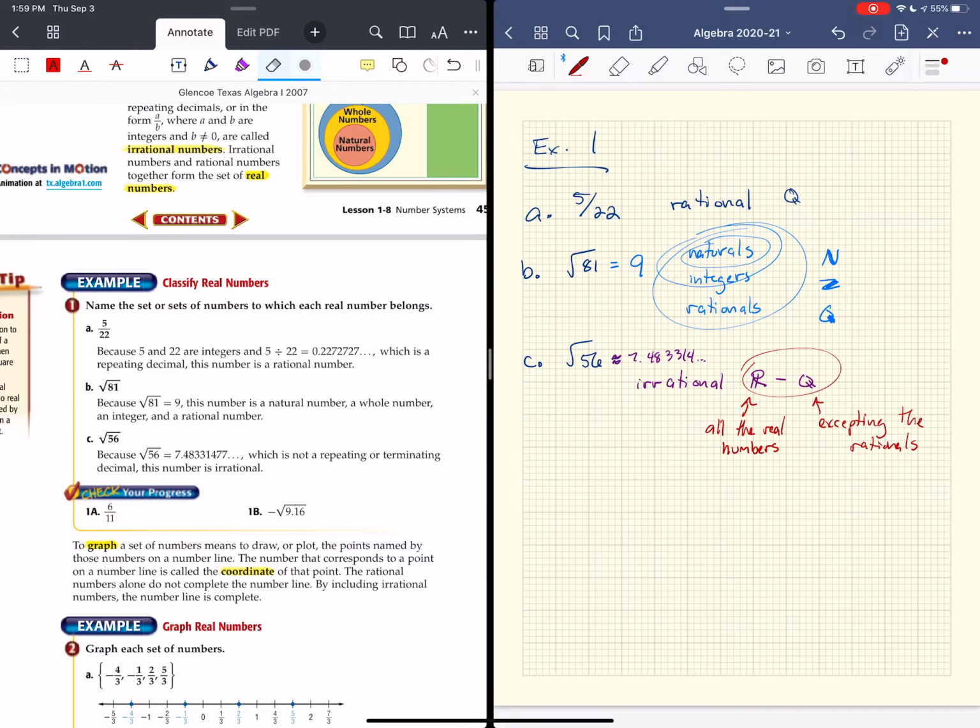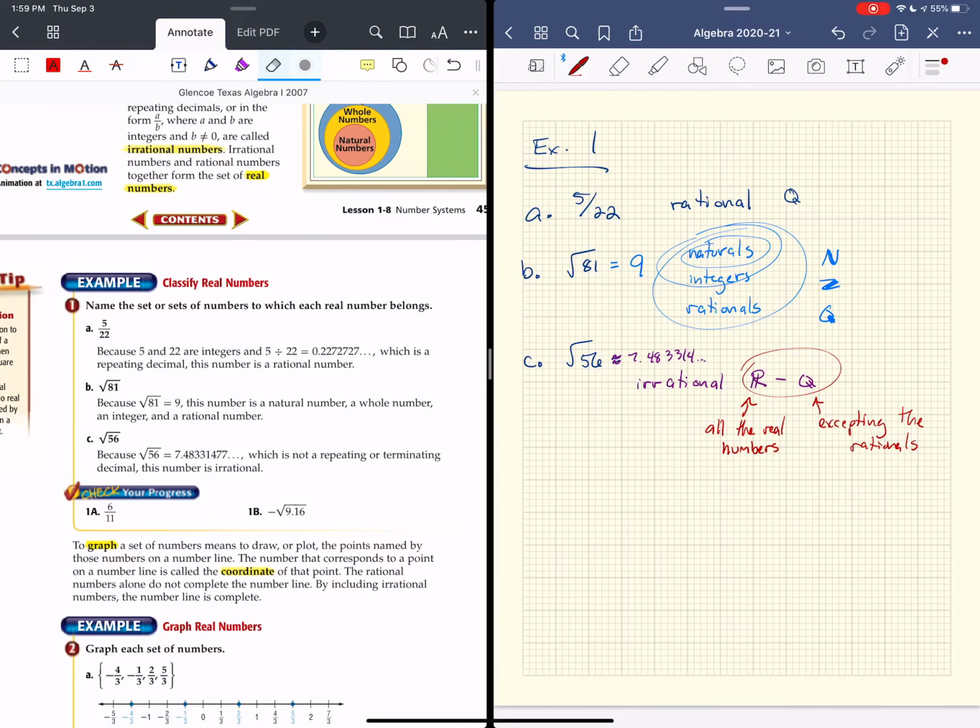Take a moment on your own. You can pause this video, work out Check Your Progress 1A and 1B. You have 5 seconds to pause the video. 5, 4, 3, 2, 1. Okay, you should have paused and then unpaused. You're back now. You've got an answer.